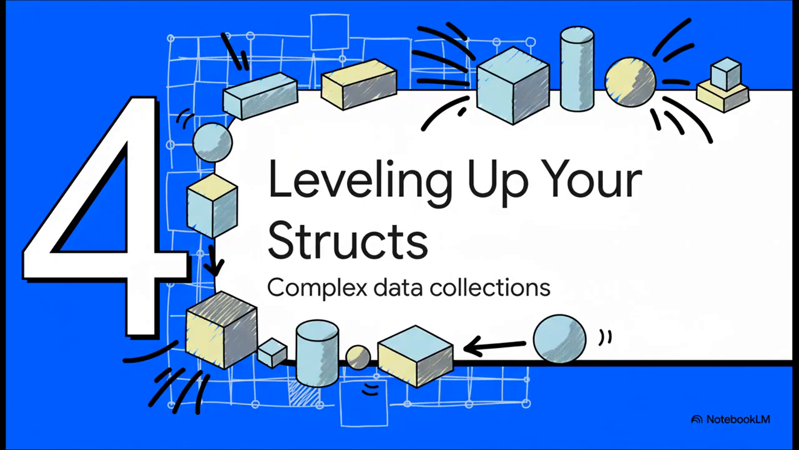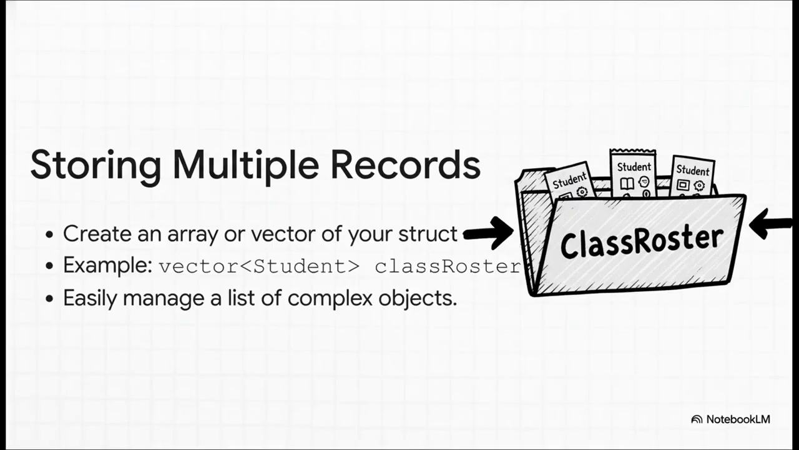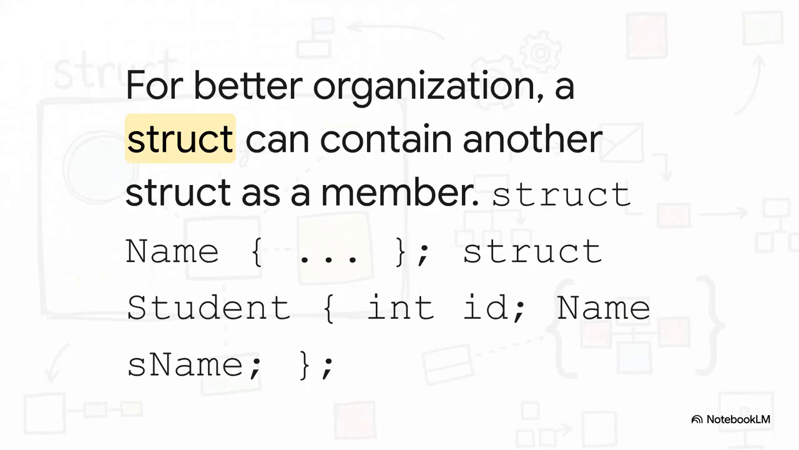Okay, you've got the basics down, so let's level things up a bit, shall we? Let's see how structs can act as building blocks for even more complex collections of data. So what if you need to store records for an entire class, not just one student? Well, it's actually incredibly simple. You can just create an array, or even better, a vector of your custom student type. With just one line of code, like vector student class roster, you now have a dynamic list that's ready to hold all of your student objects. So cool.